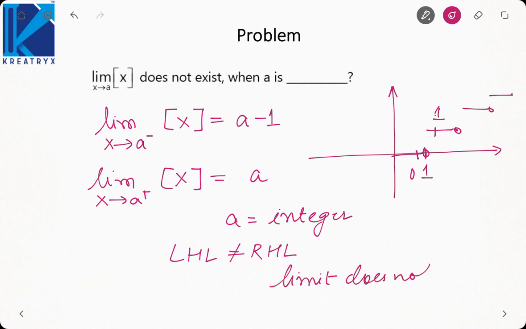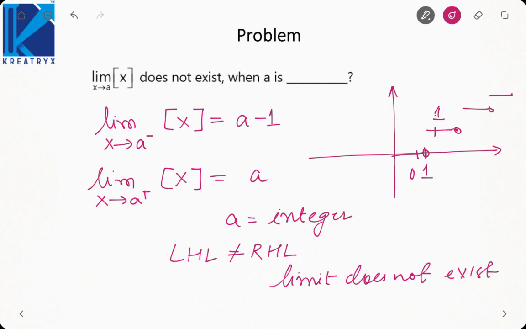Is it fine? Basically, if you have a number, let us say 2, and I ask you to find the GIF of 1.9, it will be 1. If I ask you to find the GIF of 2.1, it will be 2. That is, the left hand and the right hand limit are entirely different, hence the limit will not exist. So that is the basic rule to check the existence of a limit.